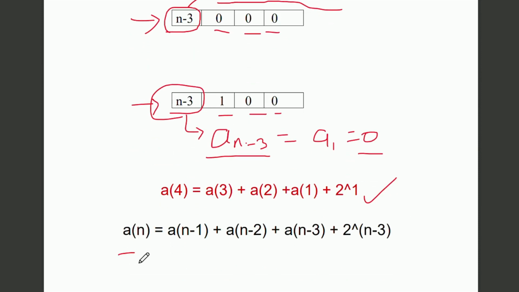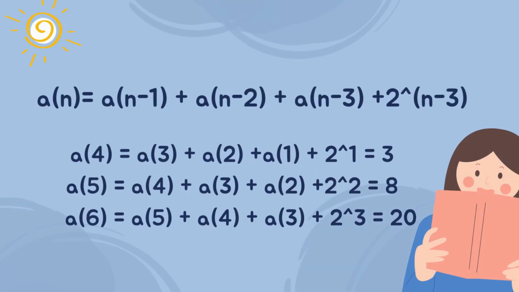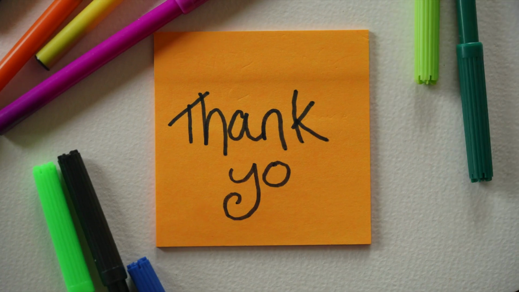And overall, this is the recurrence relation for this question. Again, using the recurrence relation, we can get A4, A5 and A6 based on the previous terms. But notice that this sequence is not a Fibonacci sequence. That's all from me. Thank you very much for watching.